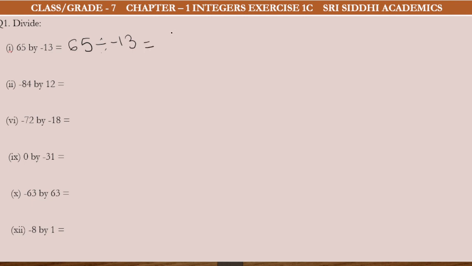We know that is 5. But here, see, there are different signs. Dividend is positive, 65 is positive, whereas the divisor is negative in its sign. So it's a negative integer, divisor is minus 13. So when different signs are divided, it is minus 5. So for the sign, what sign we should assign to the answer, the rule remains the same as multiplication and division.